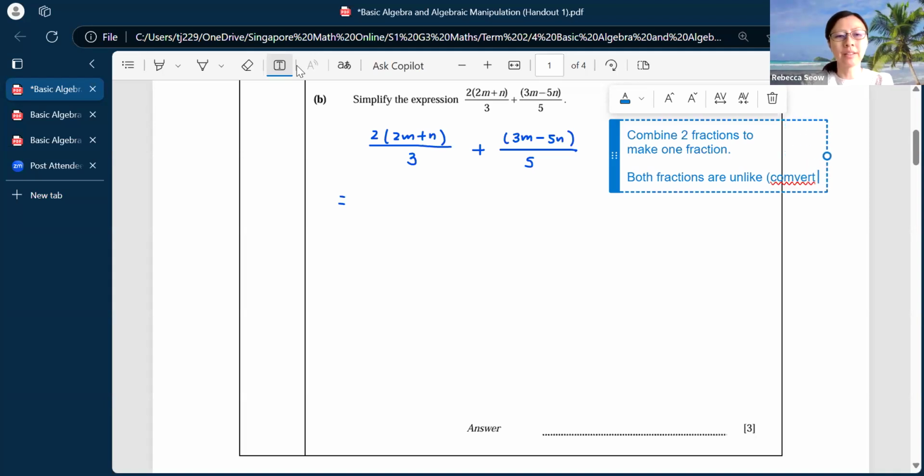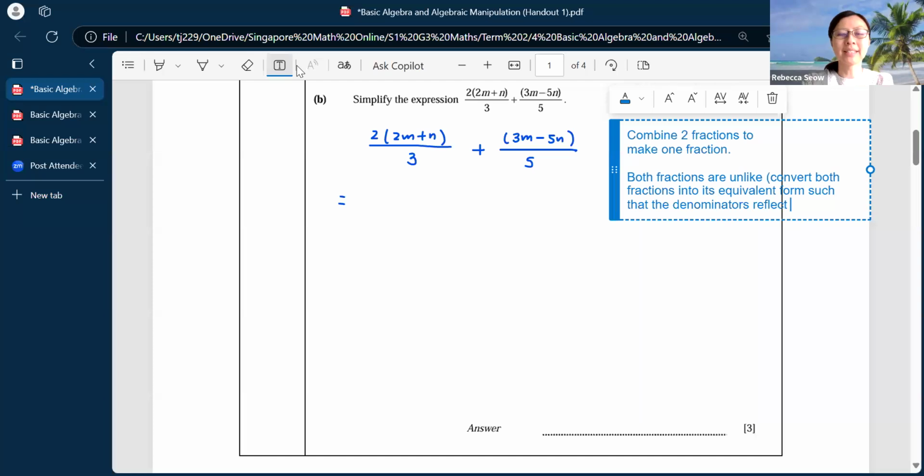convert both fractions into their equivalent form such that the denominators reflect their lowest common number. Okay? And what else? I think from there, we should be able to have enough handles to look into the question.